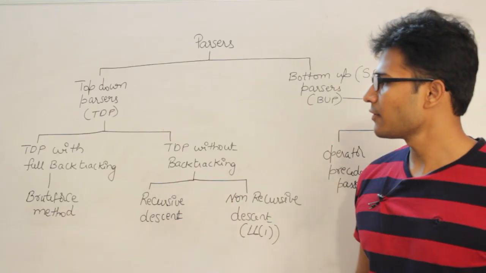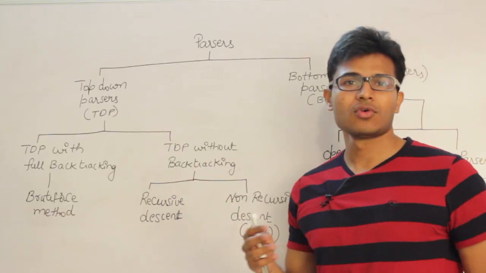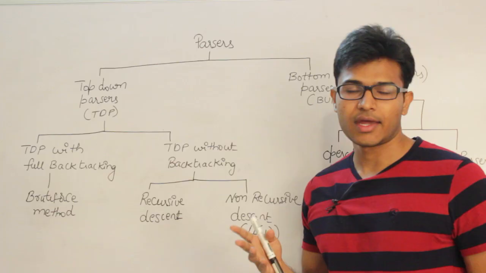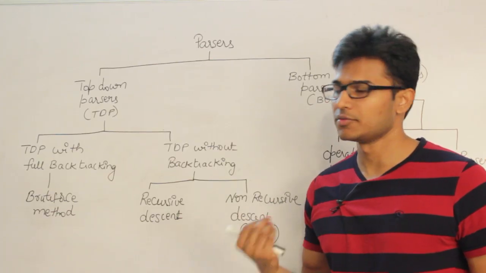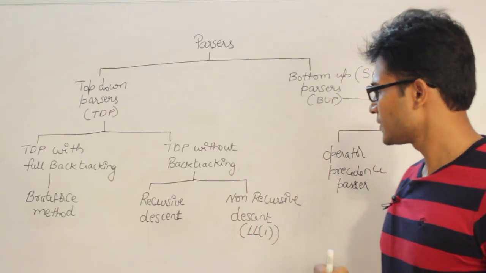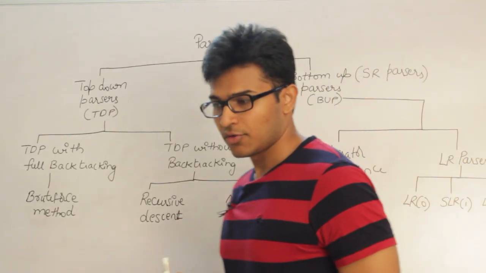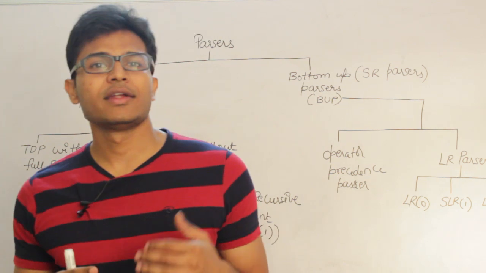So what I mean by backtracking is that we try to analyze all possibilities, and if any of the possibilities is wrong, again we go back and choose the next possibility. Okay, and top-down parsing without backtracking is where we are going to generate the string exactly as required.